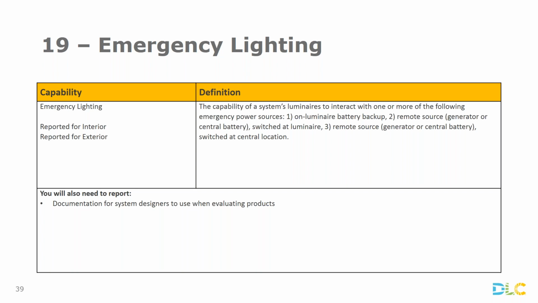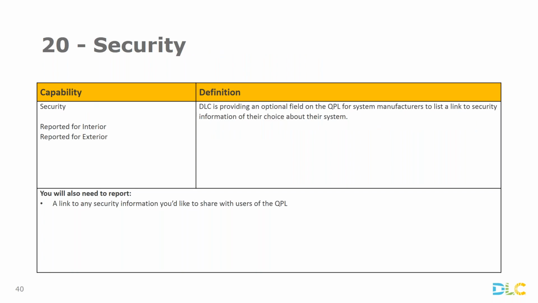In our worldview, we view this as being one of 3 emergency power sources: either on-luminaire energy backup, a remote source that is switched at the luminaire between 2 parallel sets of wires, or a remote source that's switched at a central location with only 1 set of wires heading to the luminaire. So this is an opportunity to place a sign in the road for system designers who are specifically looking for information about your system's emergency lighting interoperability and provisions. Nothing more. And we look forward to watching how this is used throughout the rest of the program year and getting user feedback on how useful it is.